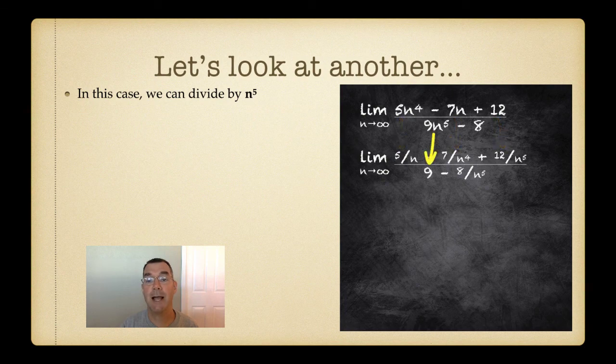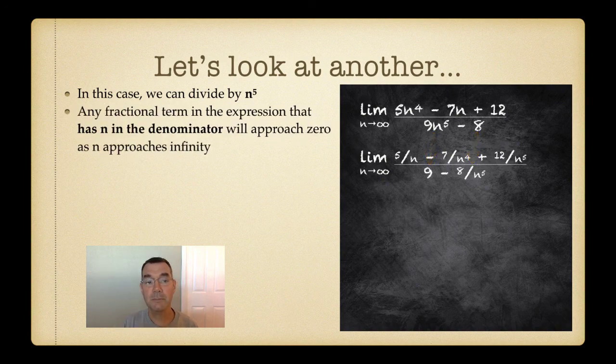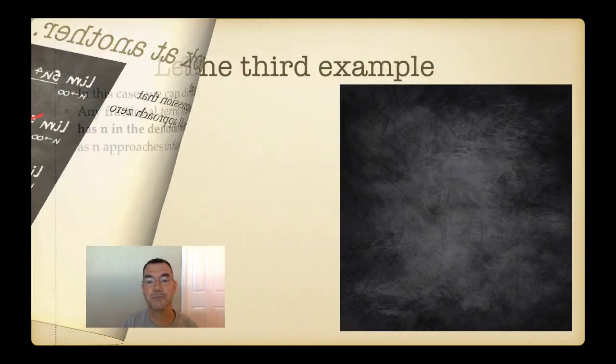And then on the bottom, 9n to the fifth will become just 9, and 8 will become 8 over n to the fifth. And again, I will cross out any fractions that have a constant on the top and then some exponent of n on the bottom. And as n approaches infinity, those fractions will approach 0, leaving me with all zeros on the top and a 9 on the bottom. So as n approaches infinity, this term will approach 0.